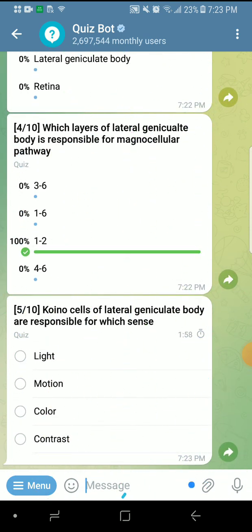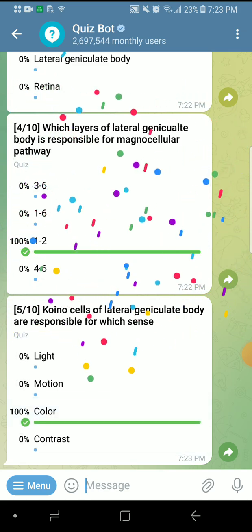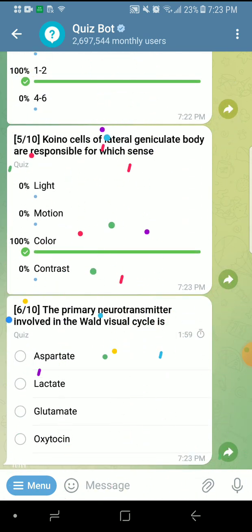In between them there is an intersegmental area known as konio cells, that is also responsible for color, specifically blue color. But this is also a PYQ, previous year question. So out of 5 questions, 2 questions are PYQ, 3 are, I think, easy questions.